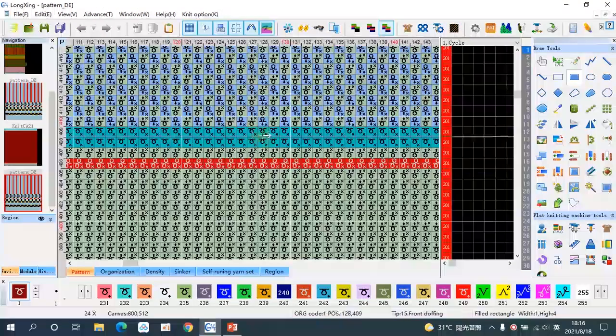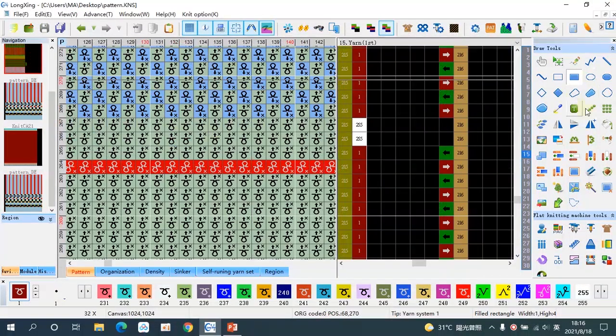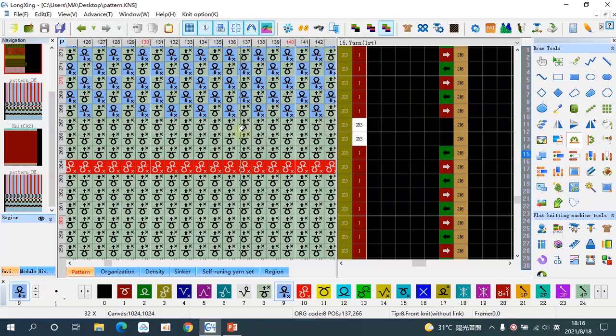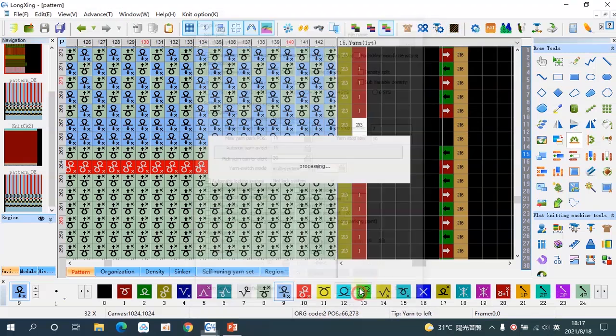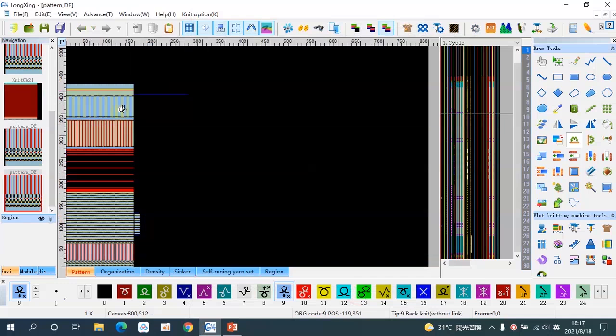Now you can see. Now if we fill these two lines, the color is 9. It means back dolphin. Now you can see.